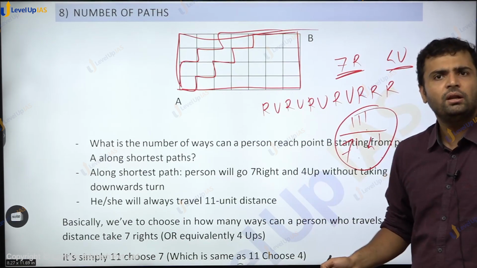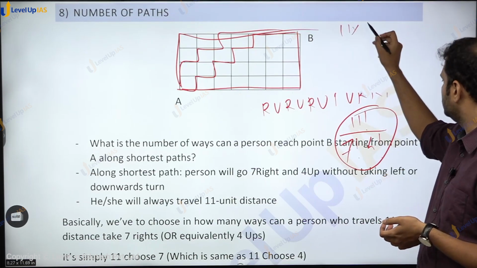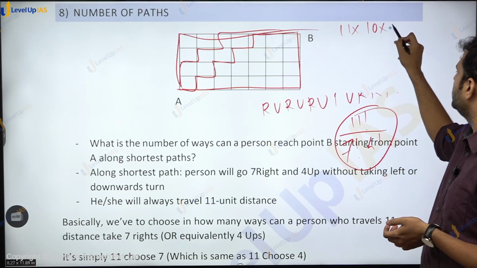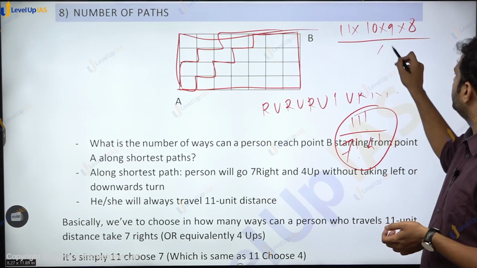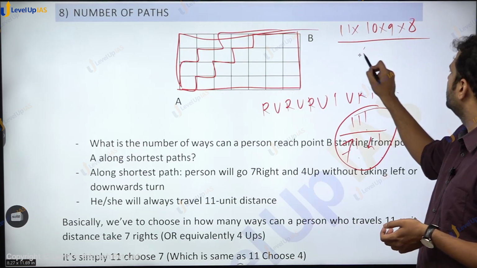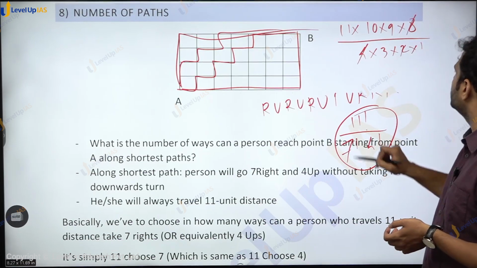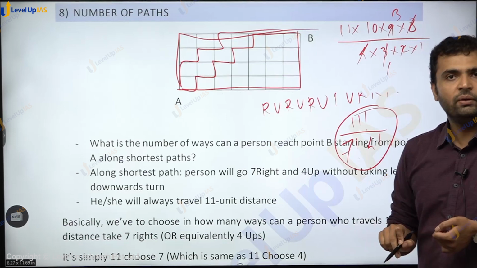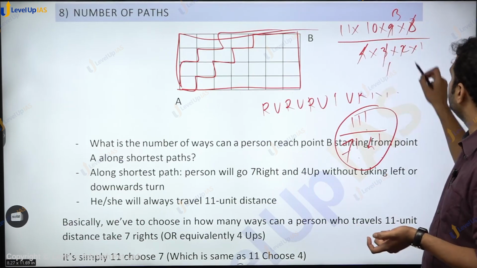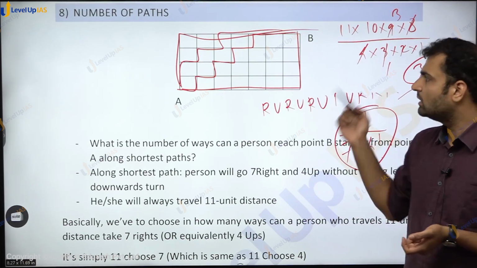Is it not? Simple. You can also calculate it: 11 into 10 into 9 into 8, because 7 factorial cancels, divided by 4 factorial. What is 4 factorial? 4 into 3 into 2 into 1. So 4 into 2 cancels with 8, 3 ones are 3, 3 3s are 9. So 11 into 10 is 110, 110 into 3 is 330. Simple. That is the number of paths.